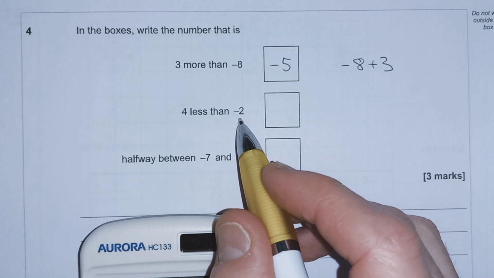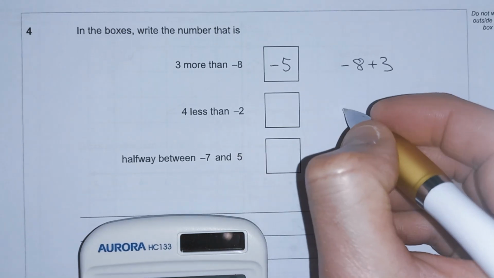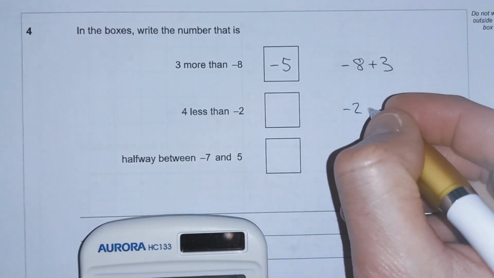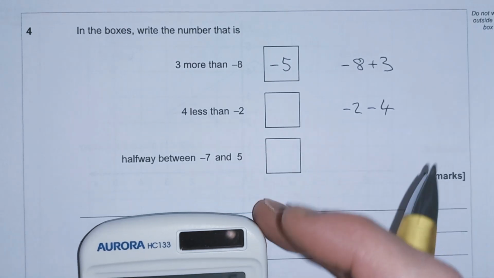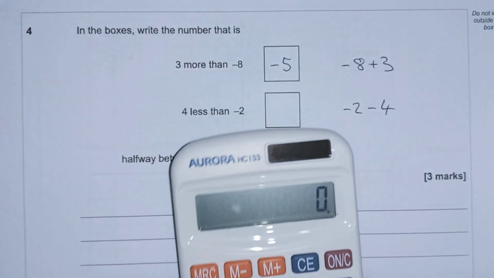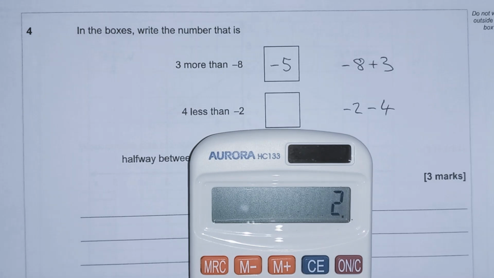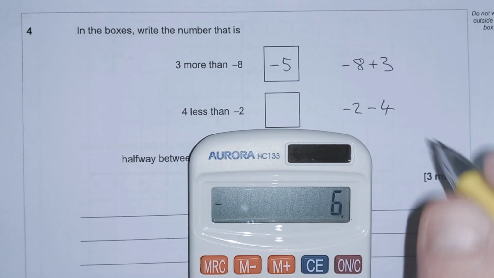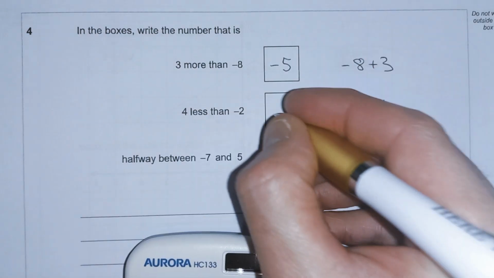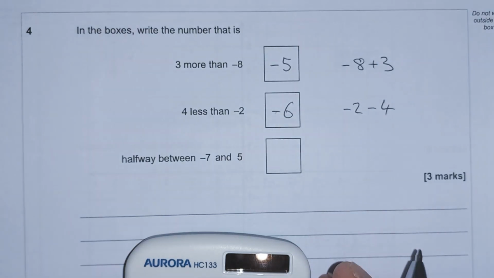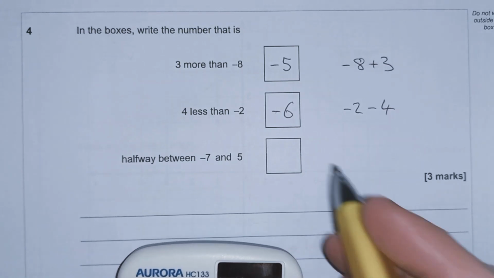We want 4 less than minus 2. So that's minus 2, 4 less than it, so we're taking 4 off. We need to put the minus on afterwards. If you do minus 2, it doesn't like it. So you need the 2 and then put the minus in. So minus 2, minus 4, and we've still got the minus. It's minus 6. Okay, you can do this on a number line and work it out, but you've got your calculator, so you might as well use that.